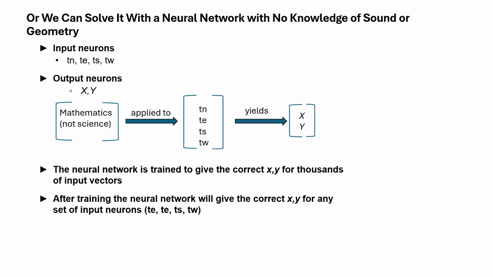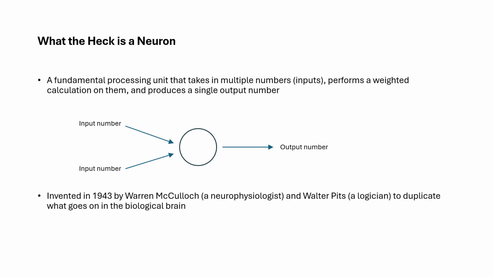What does that math look like? Well, we've used the word neuron. So what is a neuron? It's a fundamental processing unit, very simple. It takes input numbers and does some arithmetic on them and applies an output number.